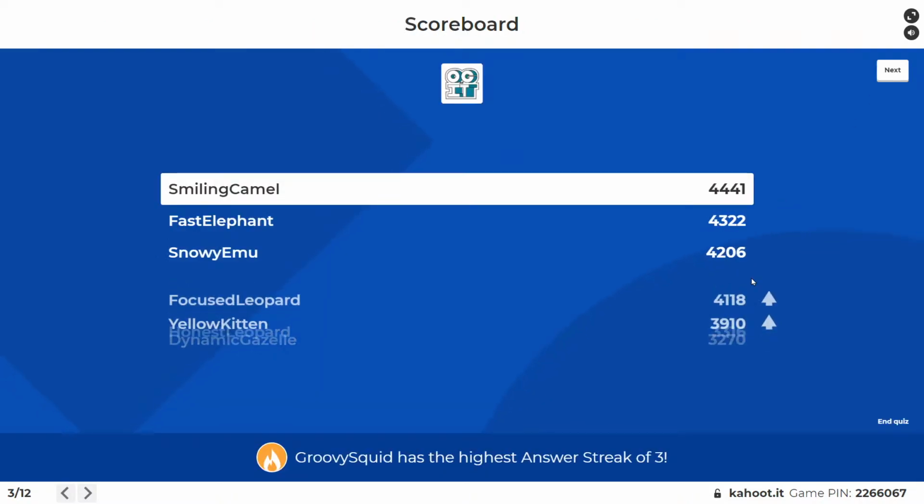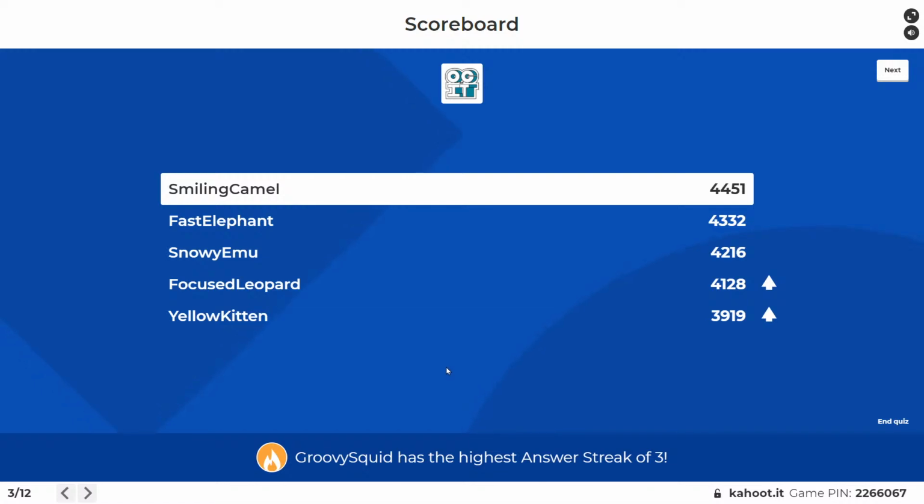All right, let's see who's in first place so far. Smiling Camel, followed by Fast Elephant, Snowy Emu, Focused Leopard, and Yellow Kitten. I have one thing to say about that. Meow. Moving forward, here we go.